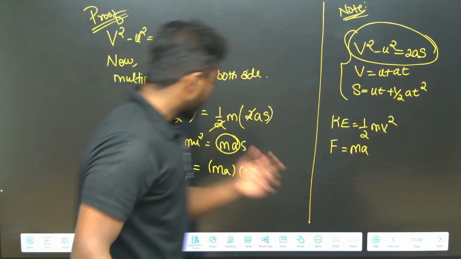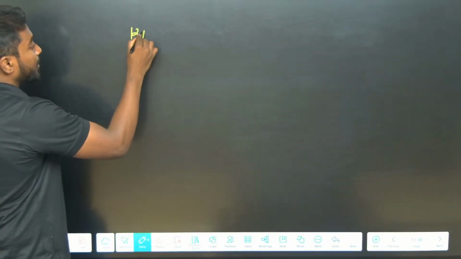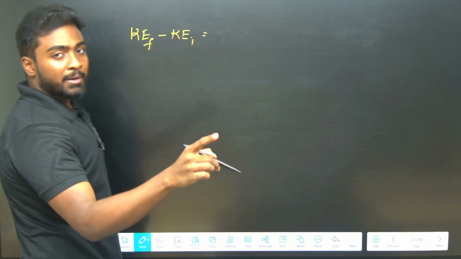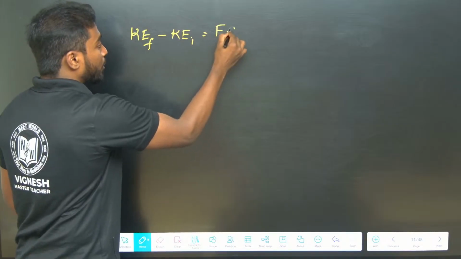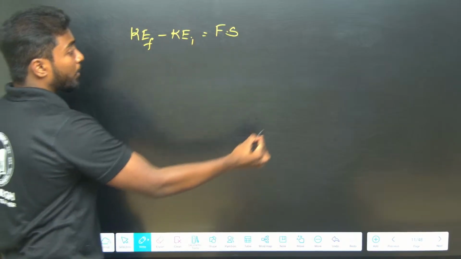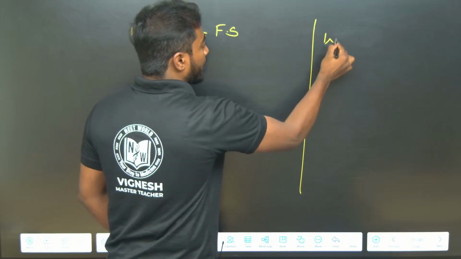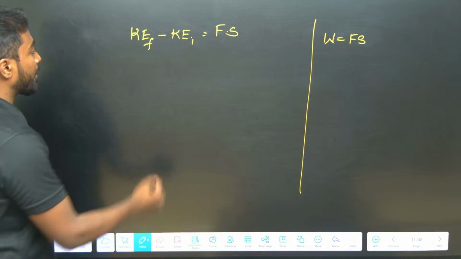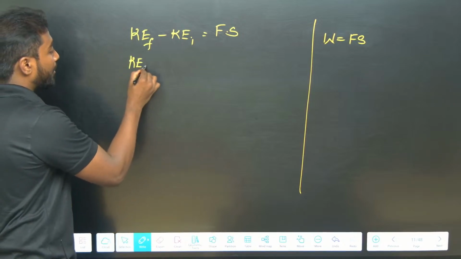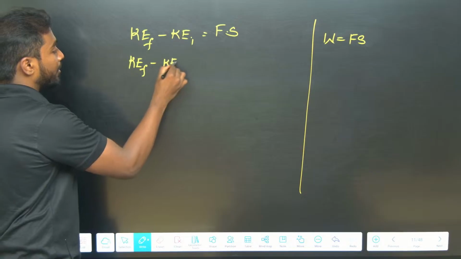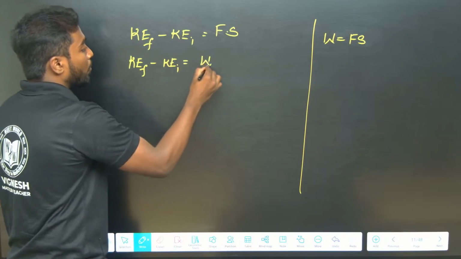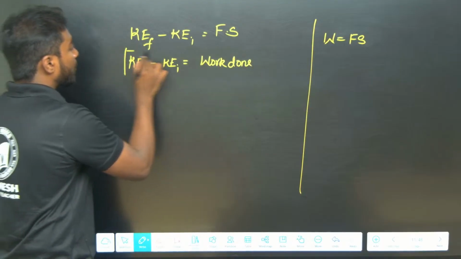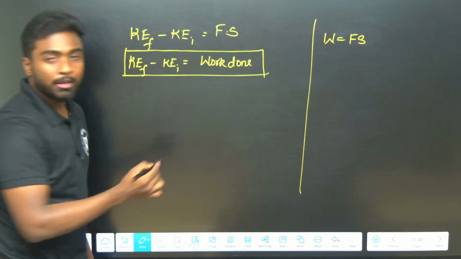Next, here this is my final kinetic energy minus initial kinetic energy, which is equal to m into a, which is nothing but force into s. So we know the formula for work done: work done is equal to Fs, that is force into displacement. So final kinetic energy minus initial kinetic energy should be equal to work done. So we got the final formula by using the kinematic equations.